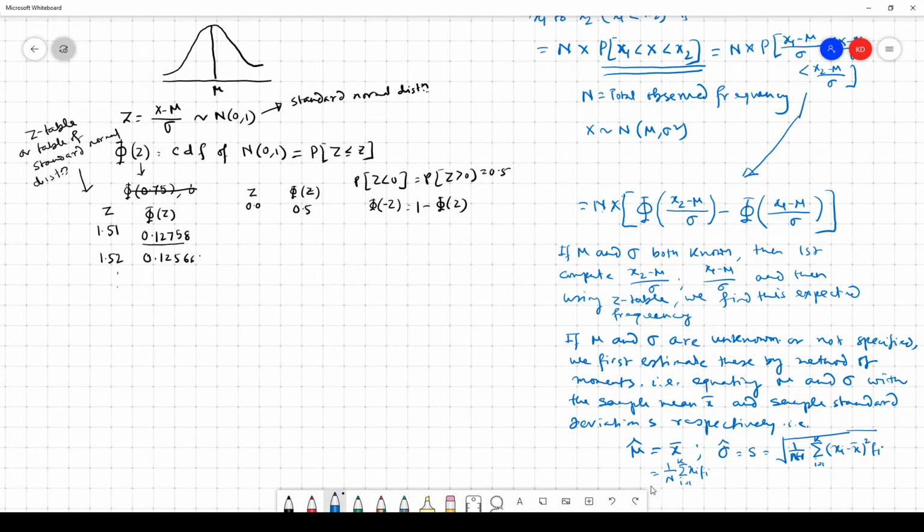Now I consider an example. Fit a normal distribution to the following data on height in centimeters and comment on the goodness of fit. So this is the class interval.